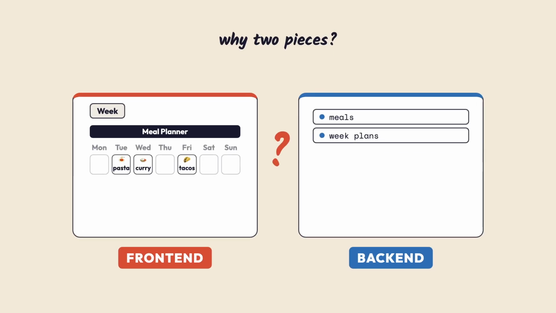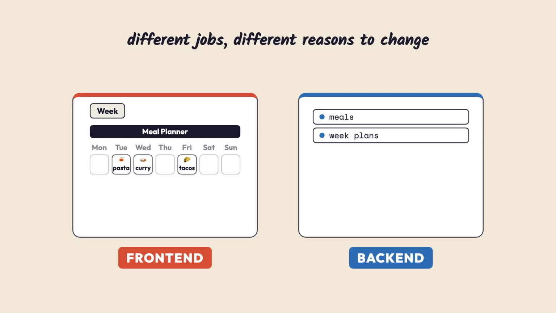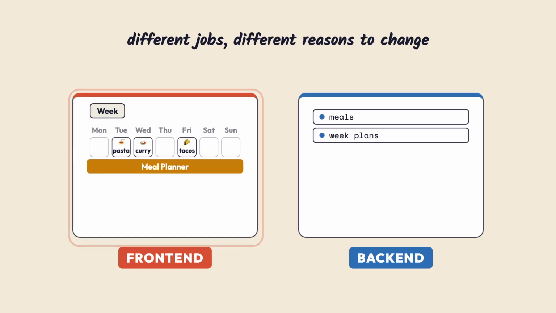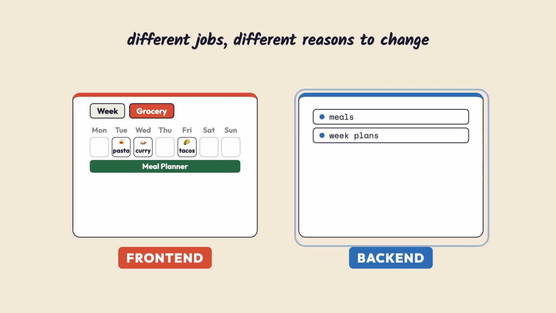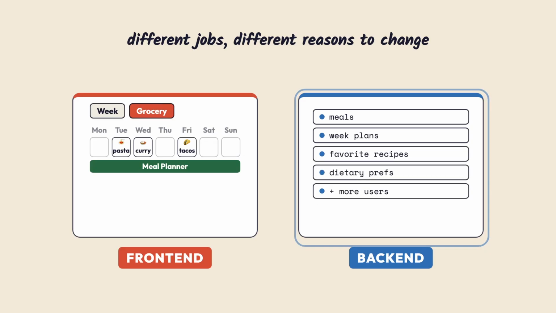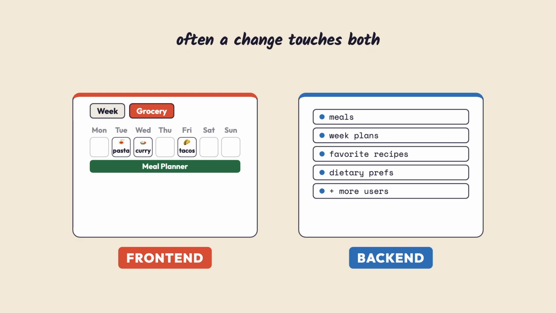So why are apps built as two pieces? The reason is that the two pieces have different jobs, and they change for different reasons. You change the front end when you want the app to look or work differently. A new layout, new colors, moving the grocery list to its own tab. You change the back end when the app needs to store something new: favorite recipes, dietary preferences, more users. Often a change touches both.